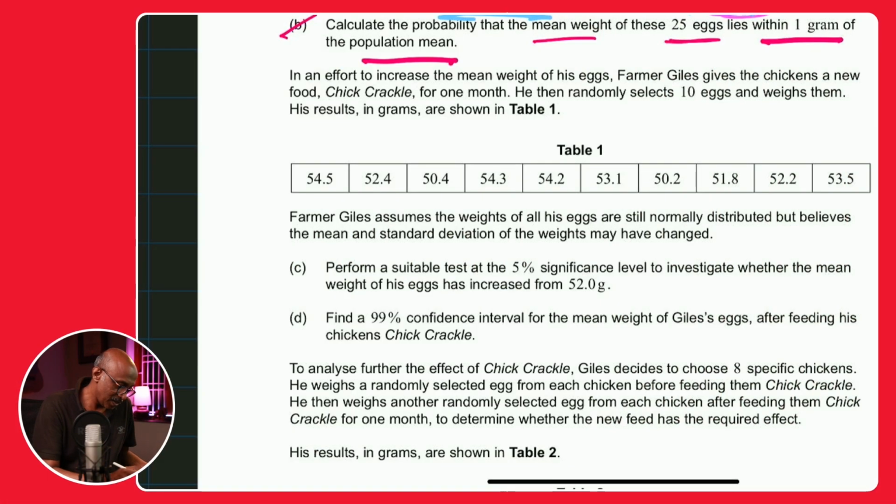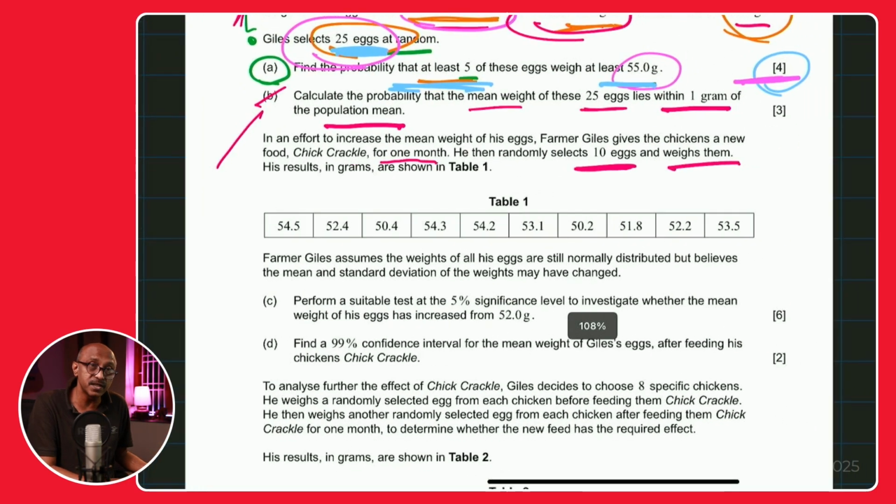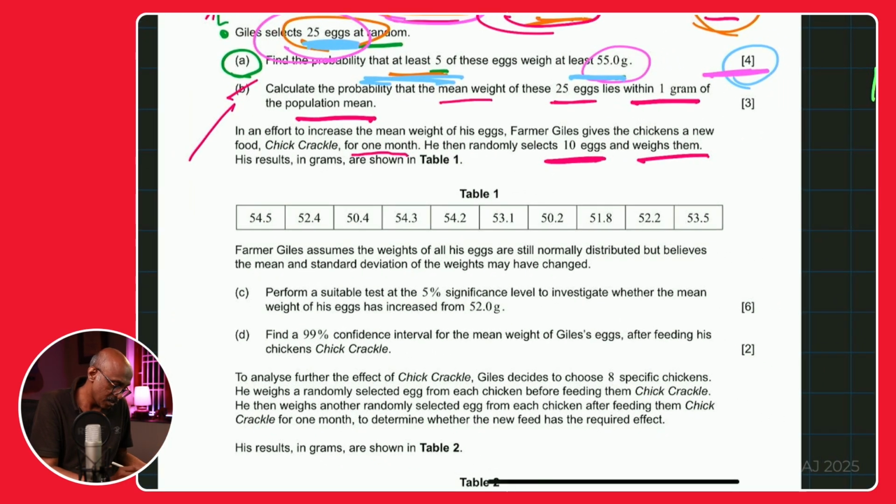So this is where we stopped, and we're going to continue from this part. It says, in an effort to increase the mean weight of his eggs, Farmer Giles gives the chickens a new food, chick crackle, for 1 month. He then randomly selects 10 eggs and weighs them. So he selected 10 eggs after he's given them a new feed. His results in grams are shown in the table. So these are the results for those 10 randomly chosen eggs.